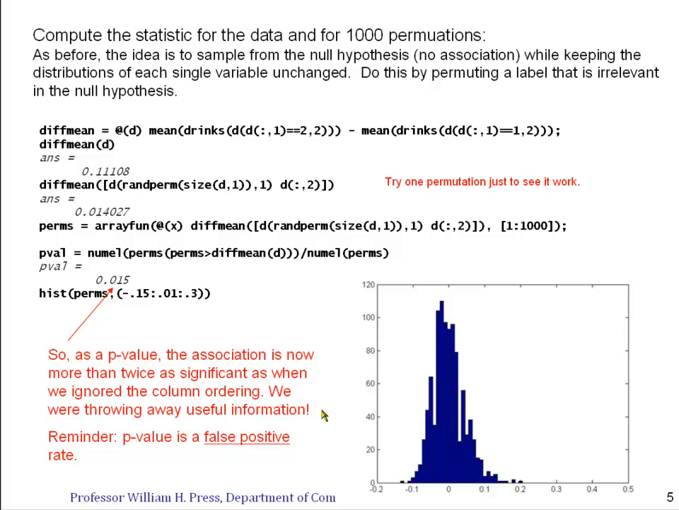Now for something I'm going to put at the end of this segment, I want to remind you that a p-value is like a false positive rate. In other words, what we're seeing here is that under the null hypothesis, where the mean of the statistic should be around 0, there's less than a 1.5% chance of getting a false signal as large as the one that we actually see, a false positive, in other words.